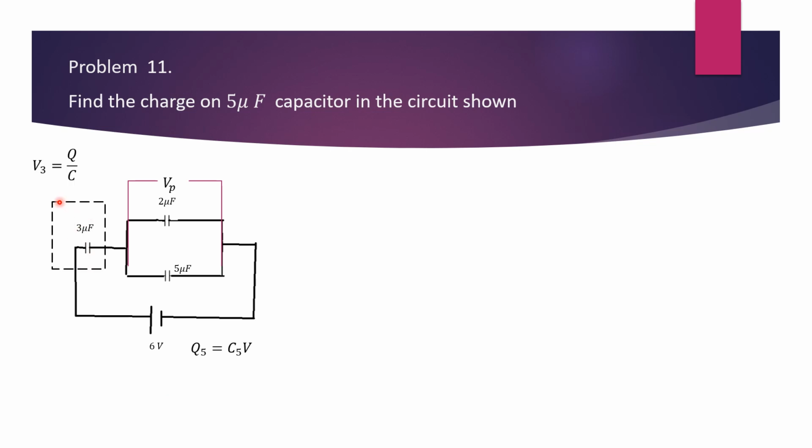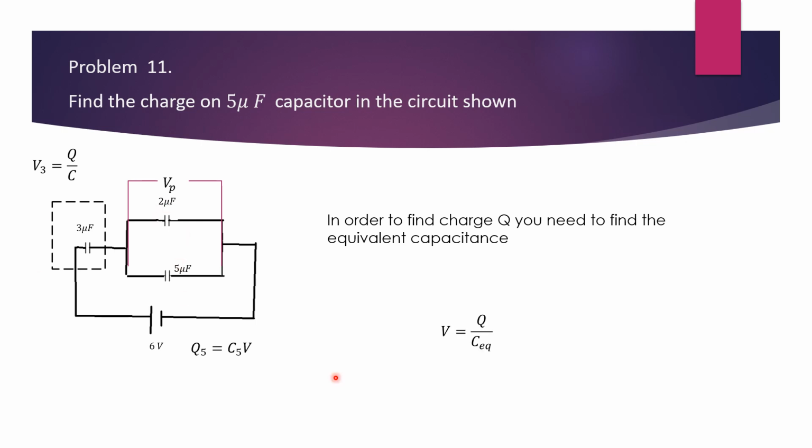That means V3 is equal to Q over C. And in order to find this V3, Q over C, what we need to know is the total charge Q passing through this place. Now, in order to find the charge Q, we need to find the equivalent capacitance of all these 3 capacitors used here. And that is V is equal to Q over C equivalent.